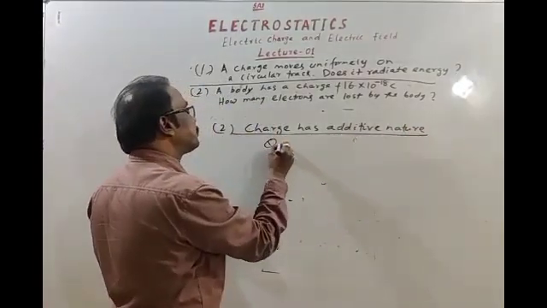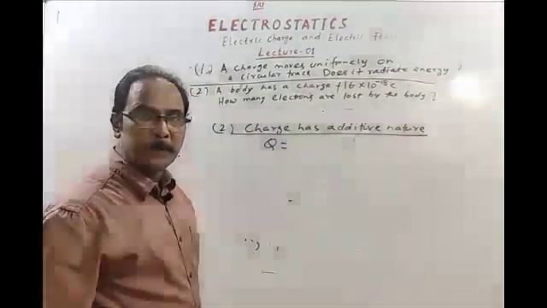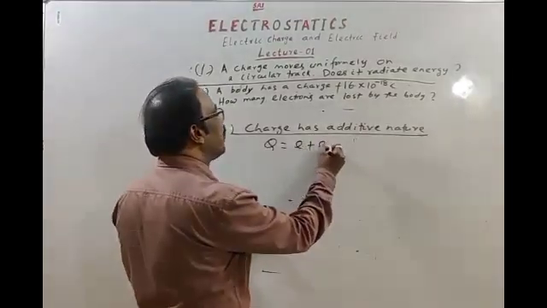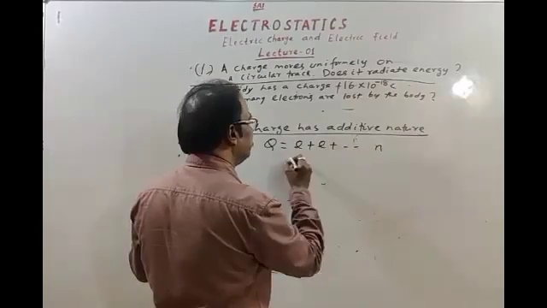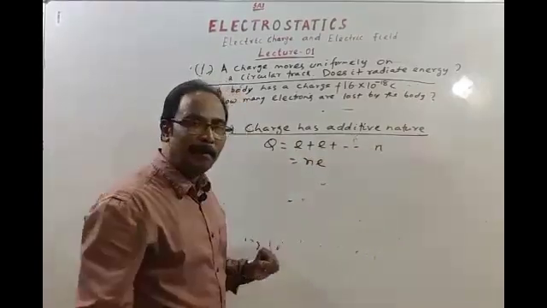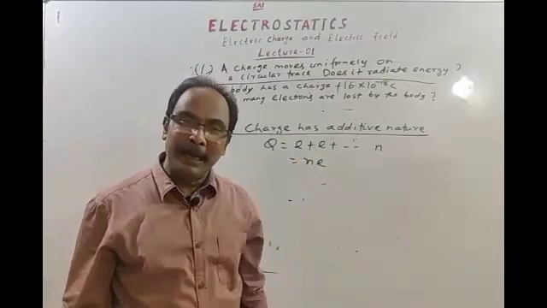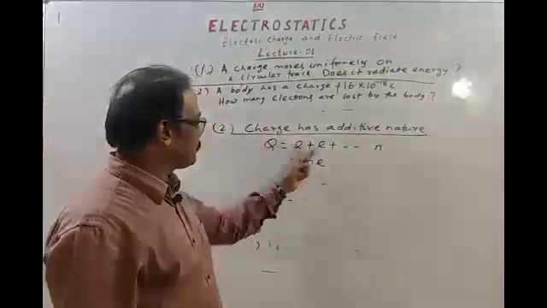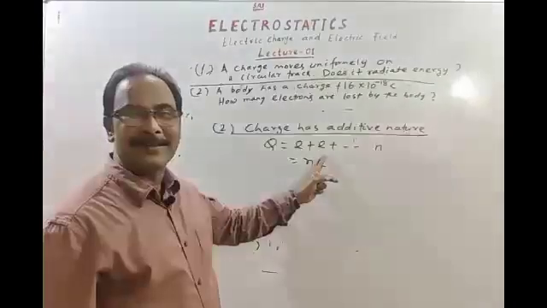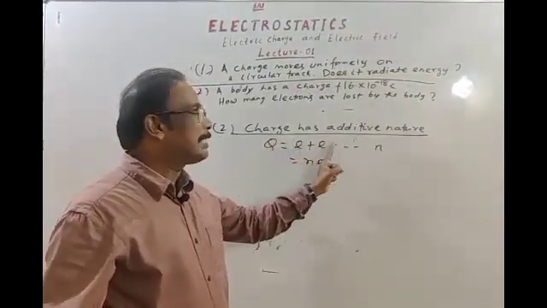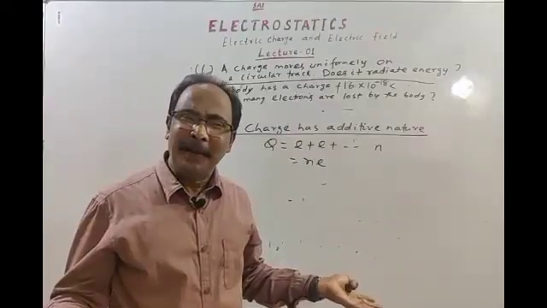See, we have discussed, according to the quantum nature of charge, the total charge available in a body is the sum of the charge of electrons. Means charge is equal to N e. Charge is a scalar quantity. So total charge is the algebraic sum of the charge of electrons. So this also shows the additive nature of charge.